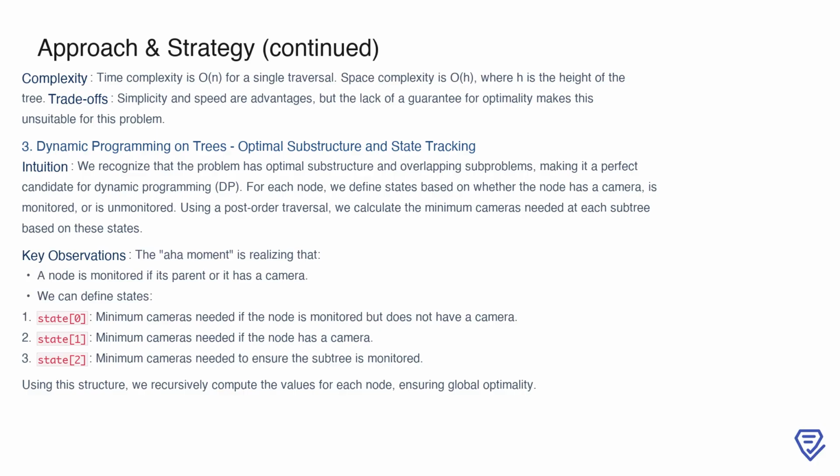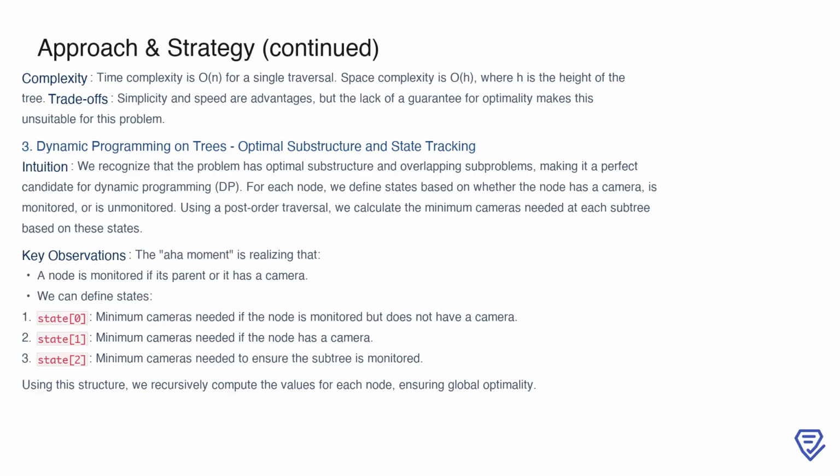For each node, we define three states. The first state, state 0, represents the minimum cameras needed if the node itself is monitored but does not have a camera. The second state, state 1, represents the minimum cameras needed if the node has a camera. Finally, state 2 represents the minimum cameras required to ensure the entire subtree rooted at this node is monitored.